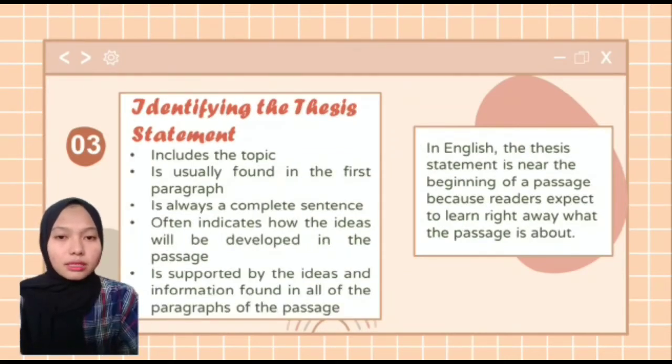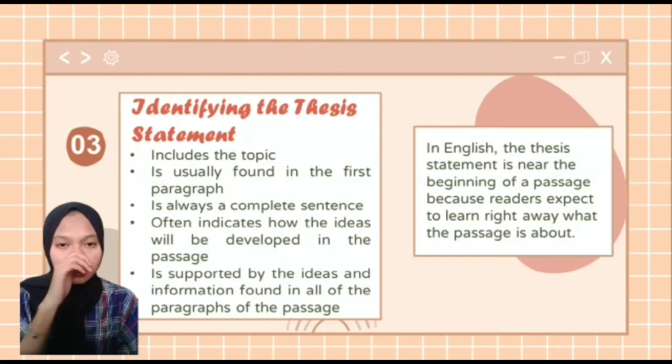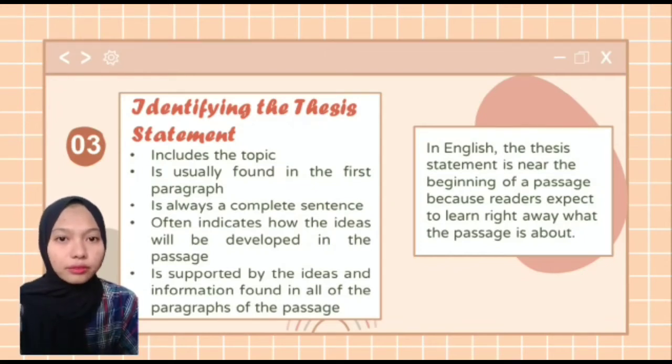And the last is about identifying the thesis statement. So how can we identify the thesis statement? There are some ways to identify it. The thesis statement in English includes the topic, and is usually found in the first paragraph. The thesis statement is always a complete sentence and also often indicates how the ideas will be developed in the passage. And the thesis statement is supported by the ideas and information found in all of the paragraphs of the passage.